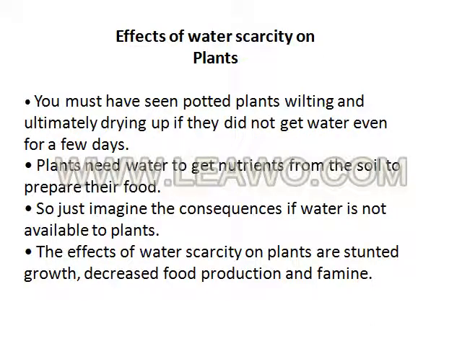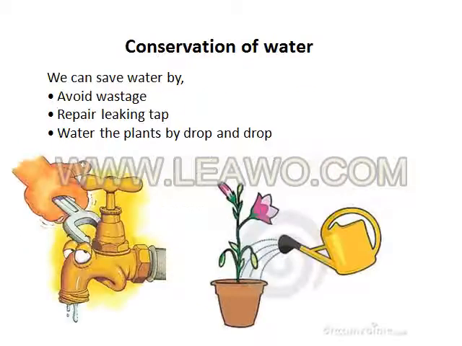Effects of water scarcity on plants. You must have seen potted plants wilting and ultimately drying up if they did not get water even for a few days. Plants need water to get nutrients from the soil to prepare their food. So just imagine the consequences if water is not available to plants. The effects of water scarcity on plants are stunted growth, decreased food production, and famine.